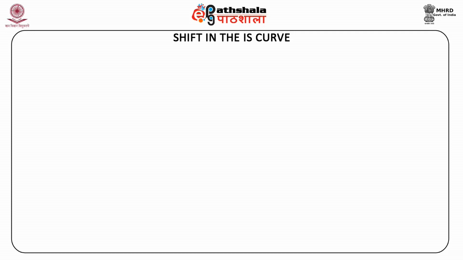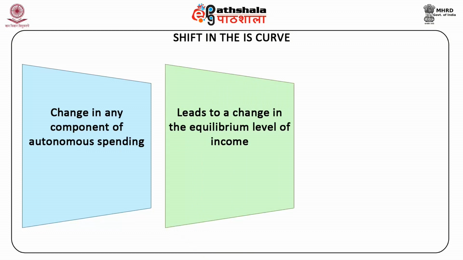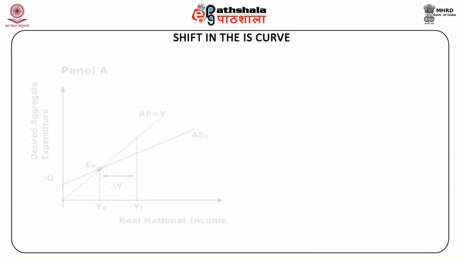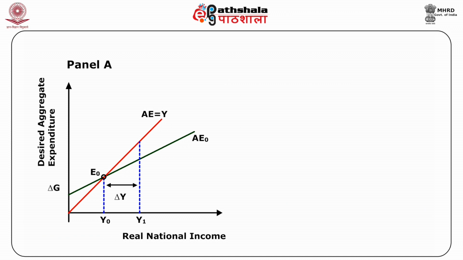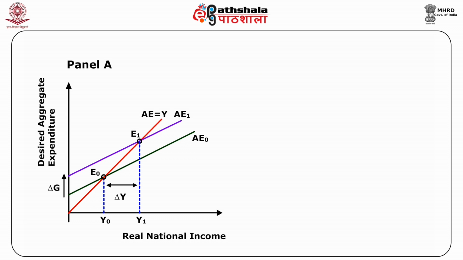Further, let us look at the shift in the IS curve. The shift in the IS curve is the result of a change in any component of autonomous spending. Whenever a change in autonomous spending, like government expenditure or autonomous investment, leads to a change in the equilibrium level of income, this increase is reflected as a shift of the IS curve at the same rate of interest. Let us look at the shift in the IS curve graphically. Suppose the AE curve shifts upward as a result of an increase in government spending. This change will lead to an increase in the equilibrium level of output and income. This is shown in the figure.